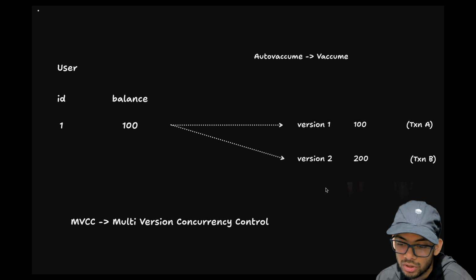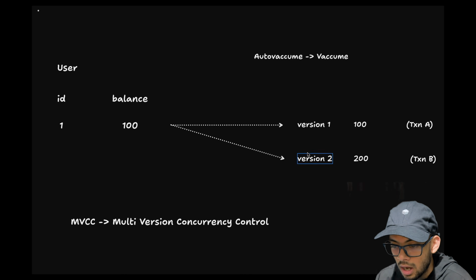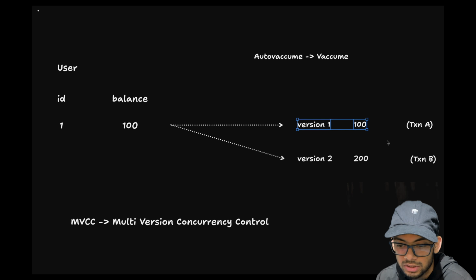So maybe the next question that might come into your head is, how long do we keep these old versions around? Postgres has an internal worker called autovacuum, which runs a command called vacuum, which together are responsible for cleaning up these old versions. As soon as there are no more transactions referring to version 1 of the row, the vacuum cleans up that version and makes that space reusable.